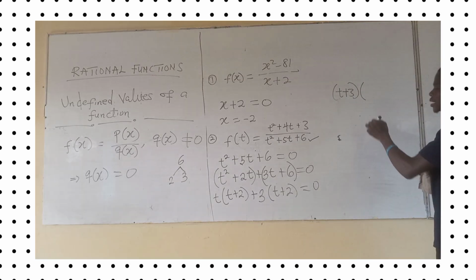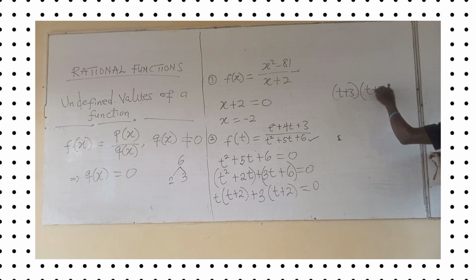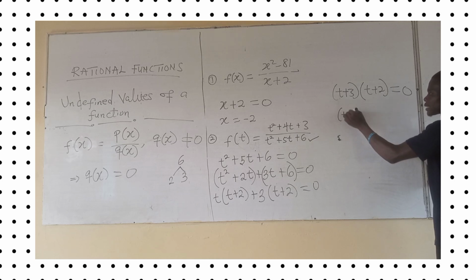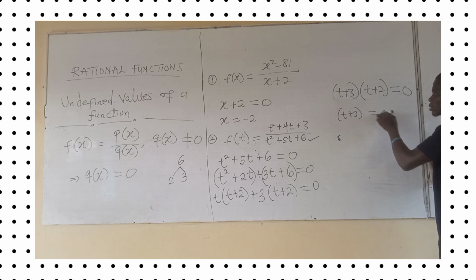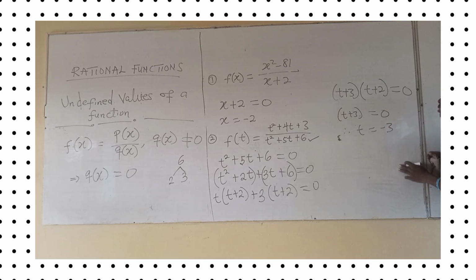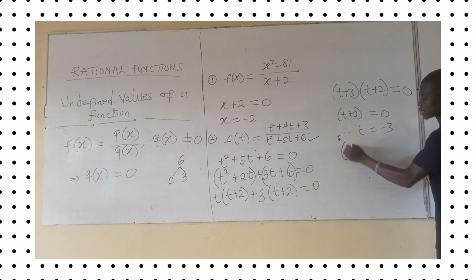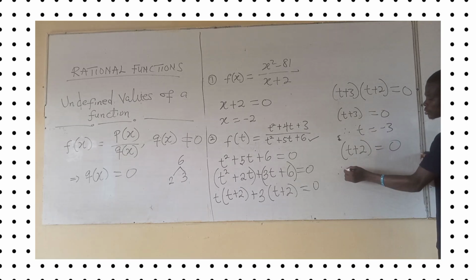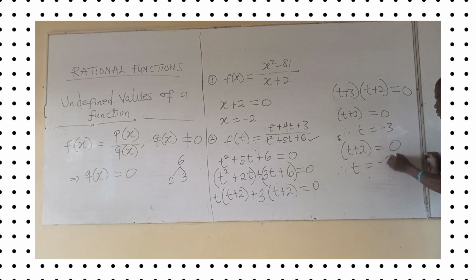Those inside are the same, choose one of them, equal to 0. Now, take your time and set each bracket to 0. So the first bracket is t plus 3 equal to 0. On this note, the t value is negative 3. The second bracket is t plus 2 equal to 0. On this note, the t value is negative 2.